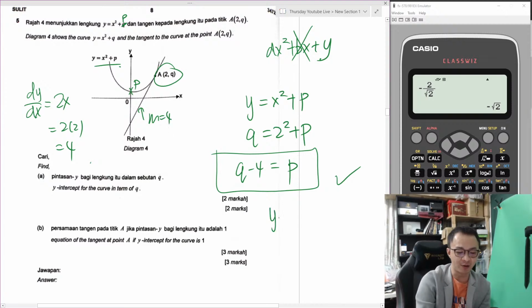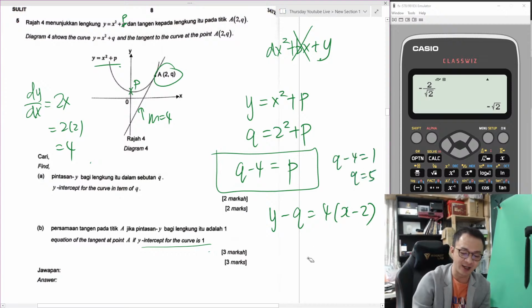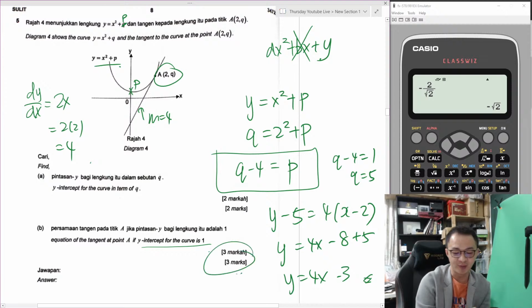Then I can form the straight line equation, y minus y1, which is q, equals 4 times x minus 2. Okay, I sub in my coordinate into here. Oh, the question does tell me the y-intercept of the curve is 1. Then I can get my q here. So I will say q minus 4 equals 1, q equals 5. Alright, nice. I know the coordinate here is 5. Alright, let's solve it. y equals 4x minus 8 plus 5. y equals 4x minus 3. Done. This is the equation of the tangent. 3 marks.